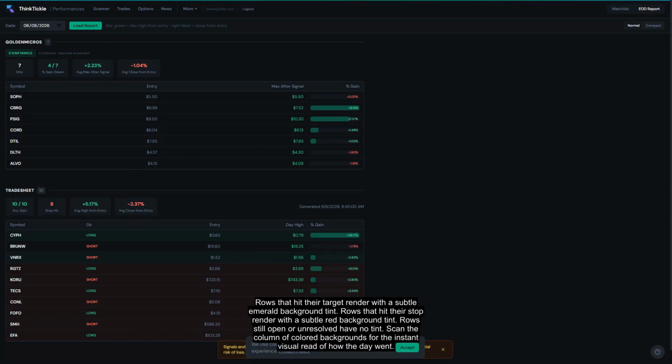Rows that hit their target render with a subtle emerald background tint. Rows that hit their stop render with a subtle red background tint. Rows still open or unresolved have no tint. Scan the column of colored backgrounds for the instant visual read of how the day went.